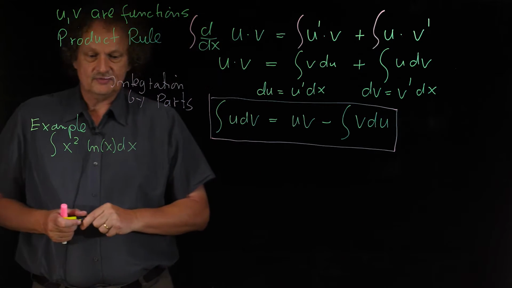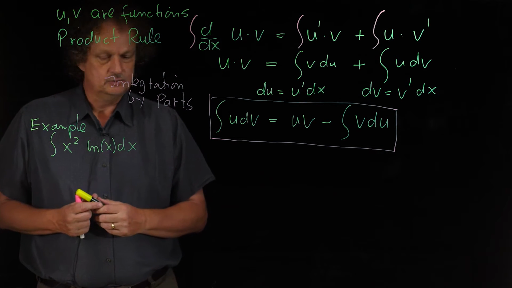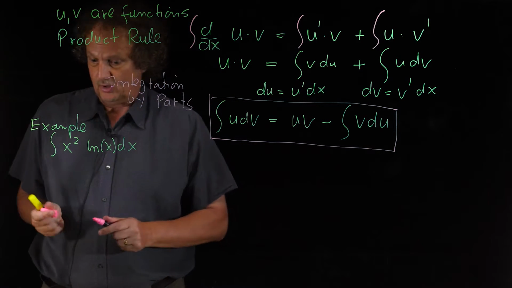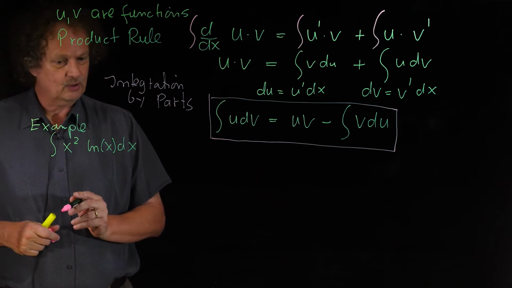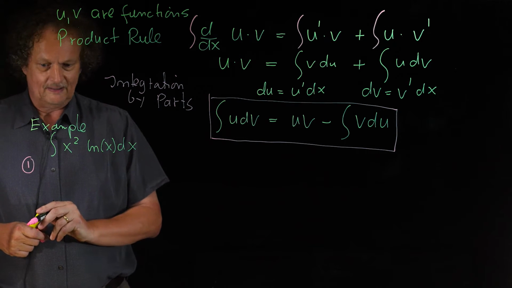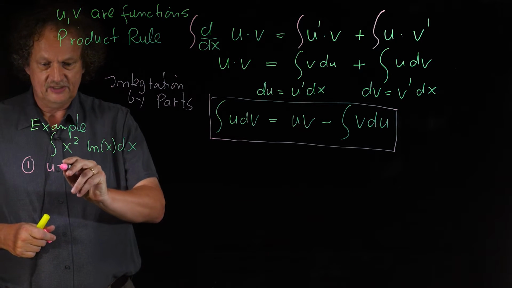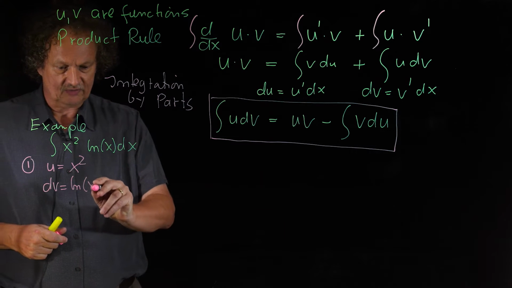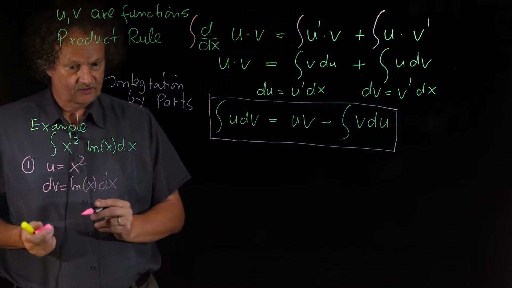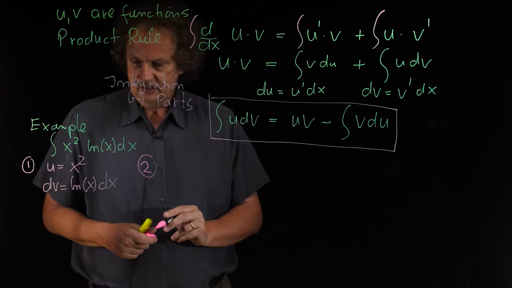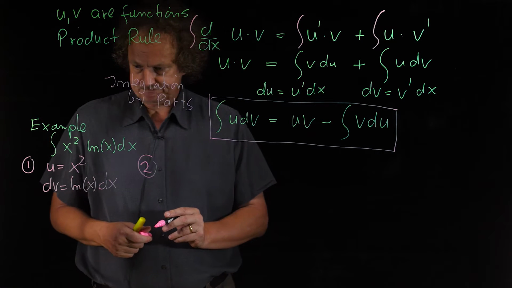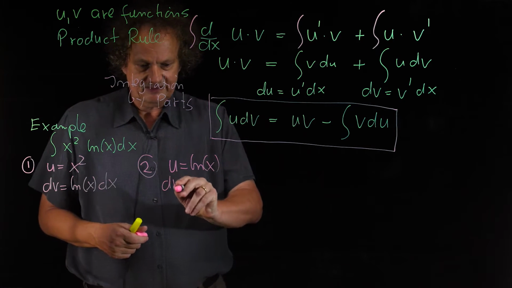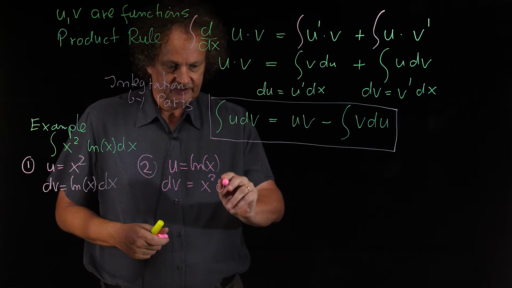So now we have to think of this as a product of two functions. And there are various ways of thinking of this as a product, and I'm going to write them all out, and we're not going to pursue them all, only those we want to pursue. So the first one I'm going to write as 1. So we could say u is equal to x squared, and then dv is equal to the natural log of x dx. So that's the first way. Or we can think of this as the other way around. So we think of u as equal to ln x and dv as equal to x squared dx.